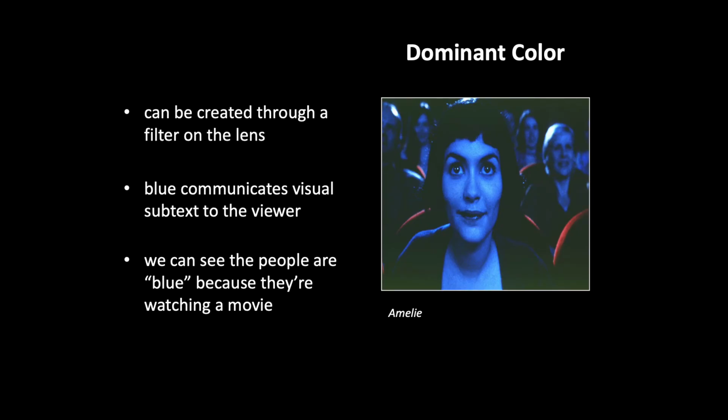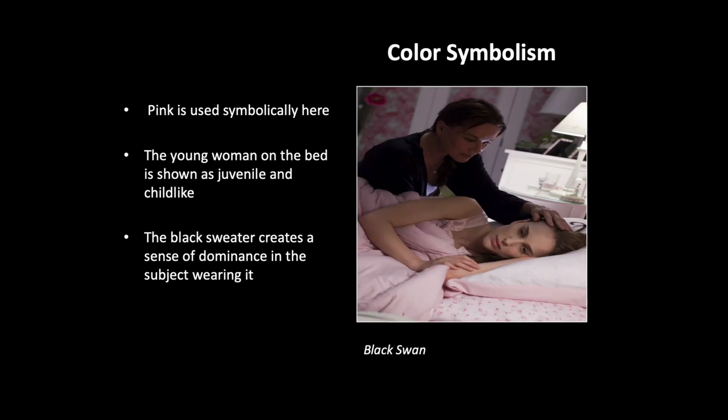From Amélie, the use of a dominant color can be created through a filter on the lens. Blue communicates visual subtext to the viewer. We can see that people are blue because they're watching a movie. Color symbolism. In Black Swan, pink is used symbolically. The young woman on the bed is shown as juvenile and childlike. The black sweater creates a sense of dominance in the subject wearing it.